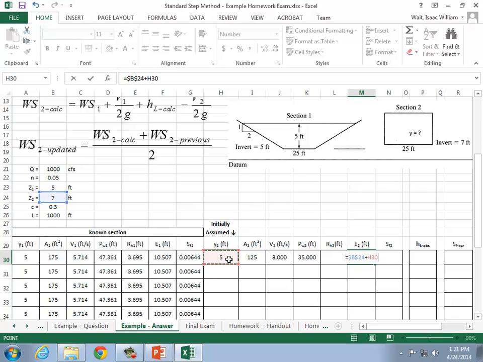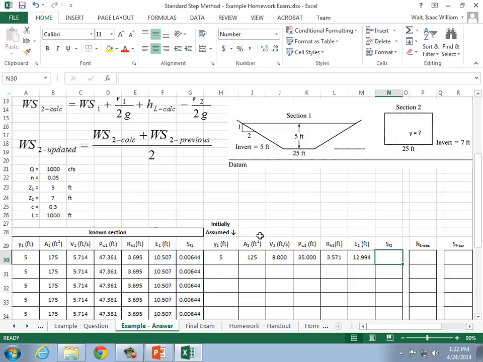Plus the depth, that's the second component of the energy, plus the velocity head. So that is v squared divided by 2g. Okay, that gave me the energy at 2.